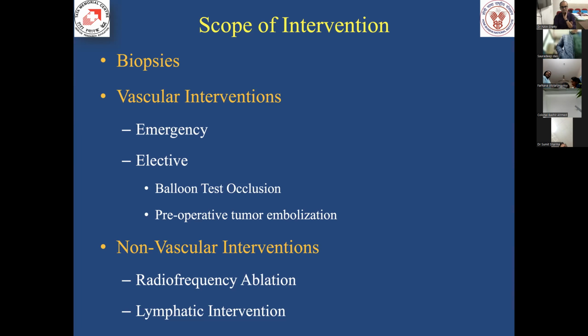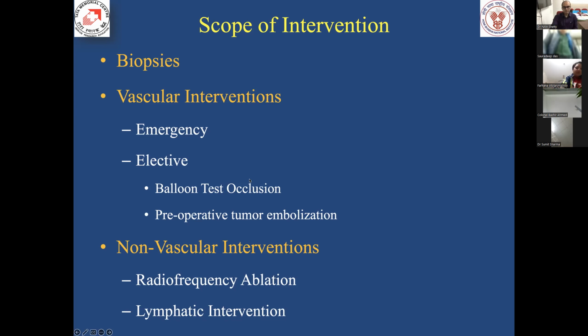And then as a resident or student, they should really know that there is so much scope for interventional radiology, and we have to work together with that. I think there is one question, Dr. Nitin. Yes, please. For RFA, is there any size cutoff for thyroid nodules?